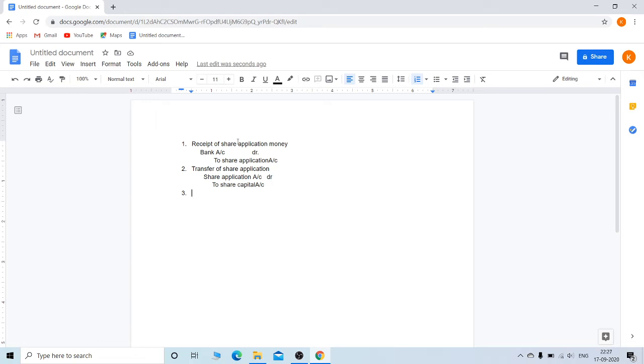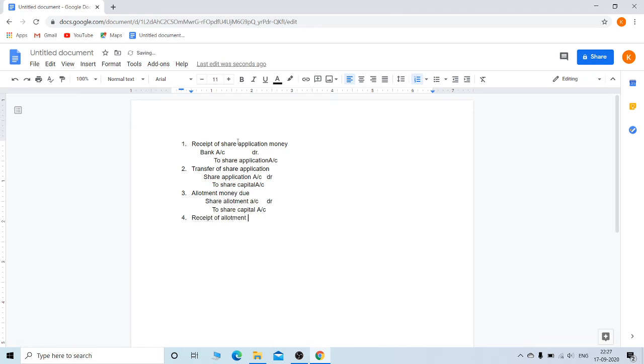After the transfer of share application money, the next entry is for allotment money due. Here the entry will be share allotment account debit to share capital account.